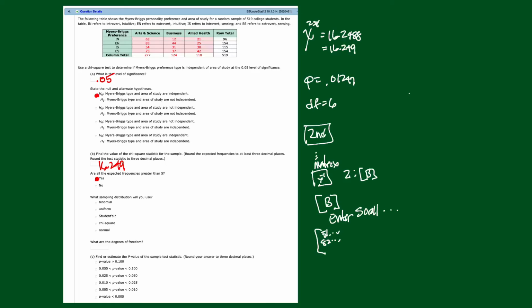Next question. What sampling distribution will we use? Well, this is pretty obvious. They told us right up here to use a chi-square test. That's what we've been doing. So we're going to use a chi-square.